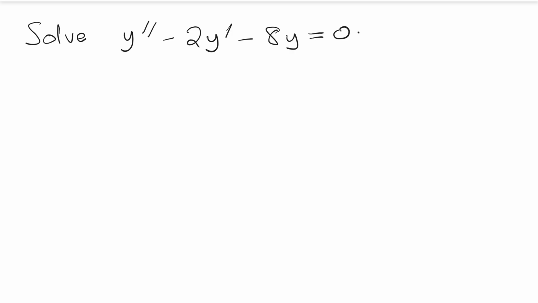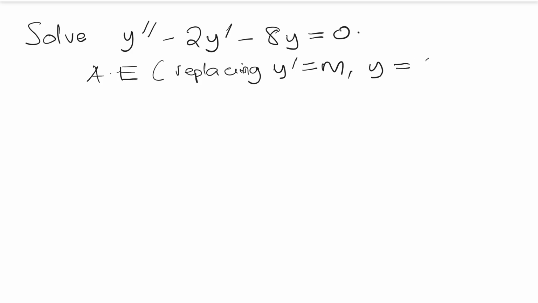So we go through the same steps. Our auxiliary equation will be, that means replacing y dash with m and replacing y with 1. So it will be m squared minus 2m minus 8 is equal to 0.